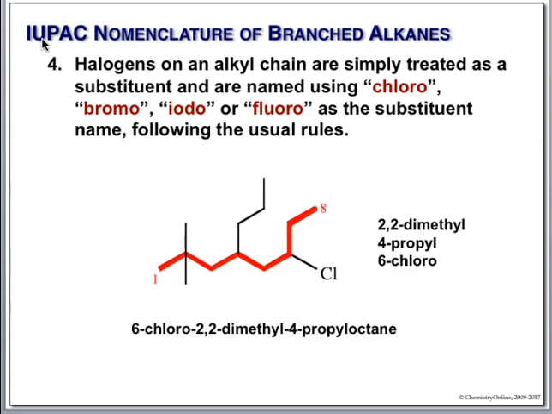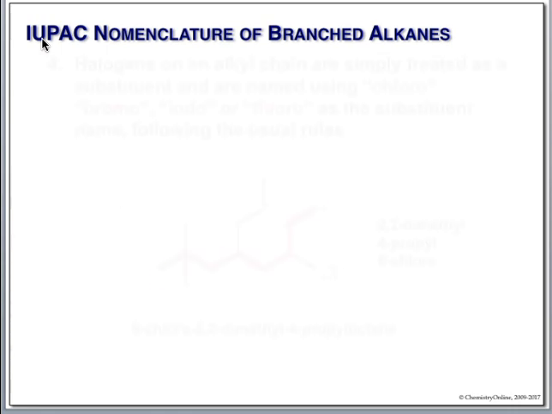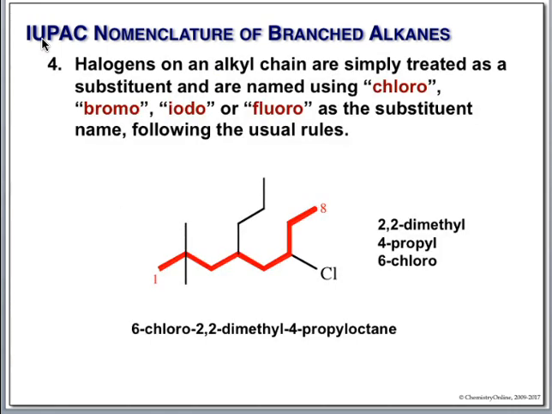We're going to name this just like we did before. We have a 2,2 dimethyl, that's those two. We have a 4 propyl, just like before. Except now, instead of this being a methyl, it's simply a 6 chloro. So we would string these together alphabetically: chloro, then methyl, then propyl. There it is. 6 chloro, 2,2 dimethyl, 4 propyl, octane.